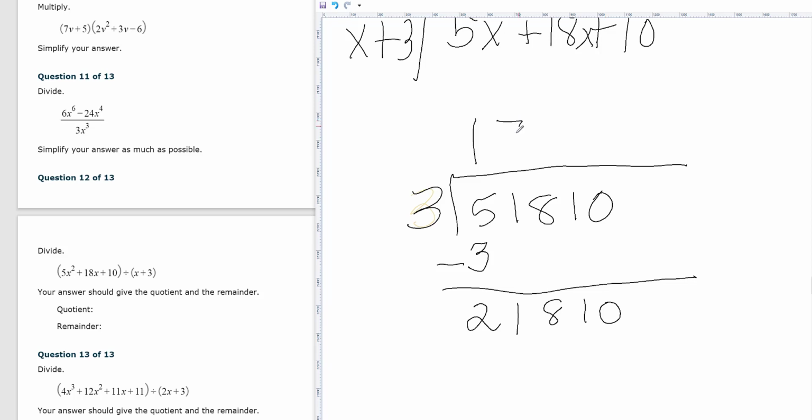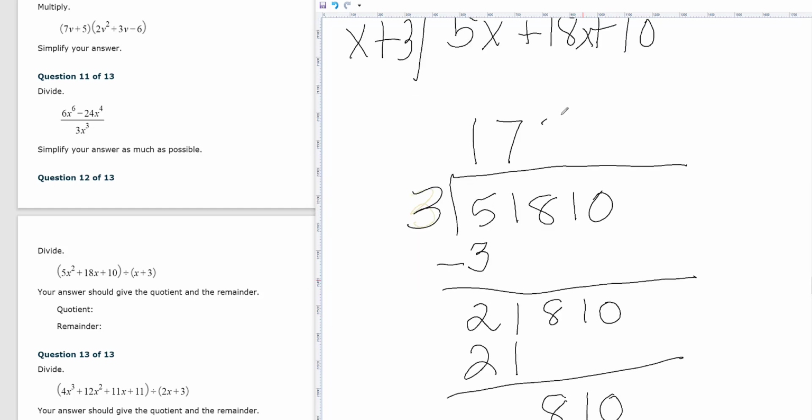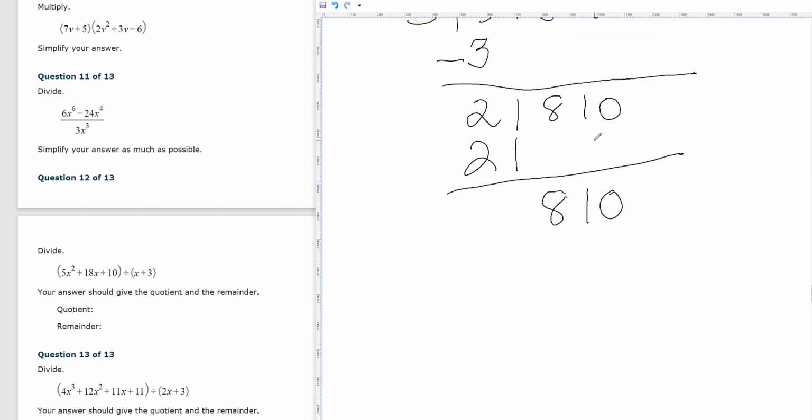3 into 21 is 7. 7 times 3 is 21. Bring down, that's going to be a 0, so bring down the 810. 3 goes into 8 2 times. 2 times 3 is 6. 2, 1, 0.